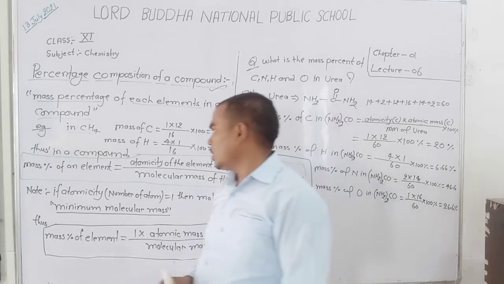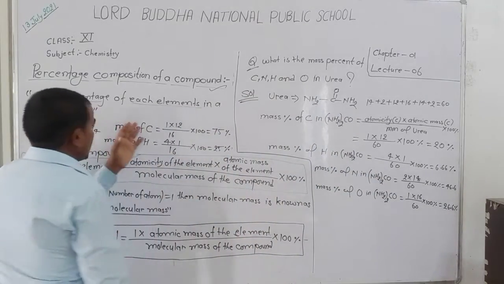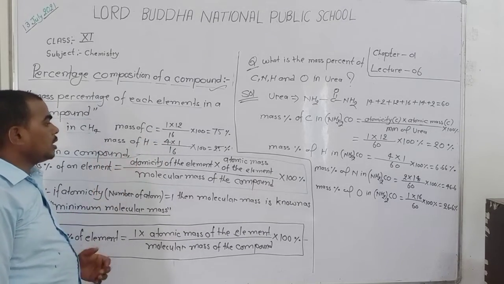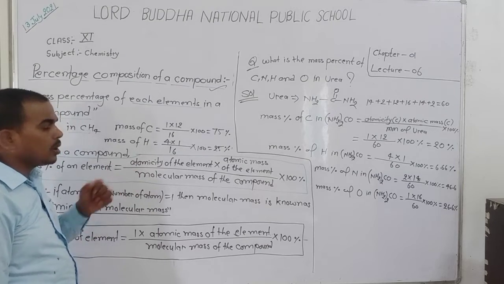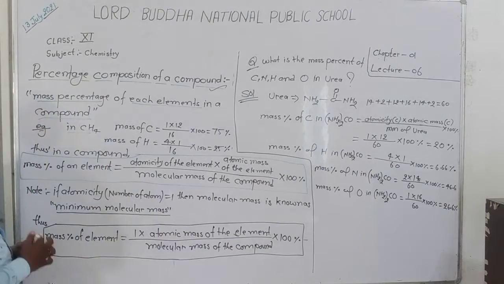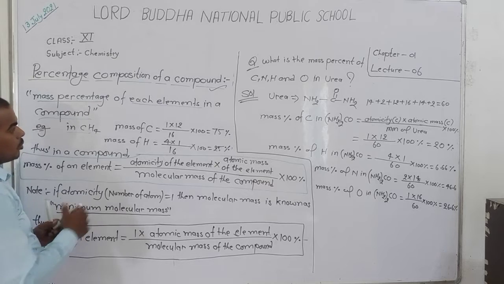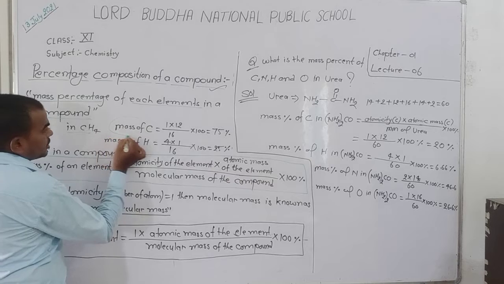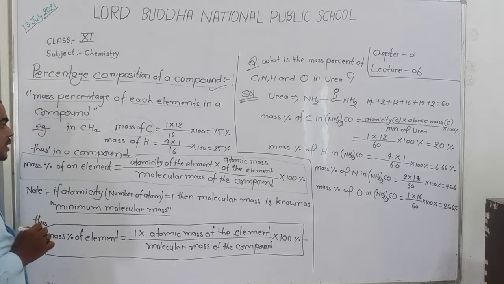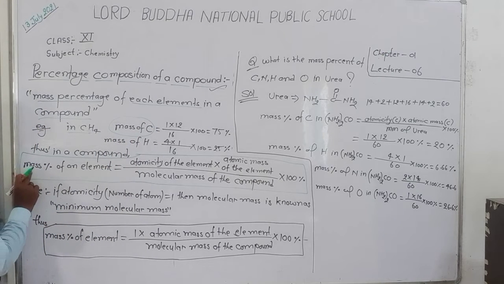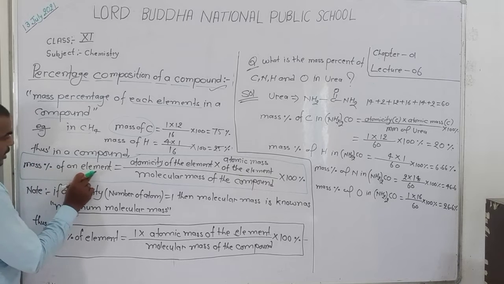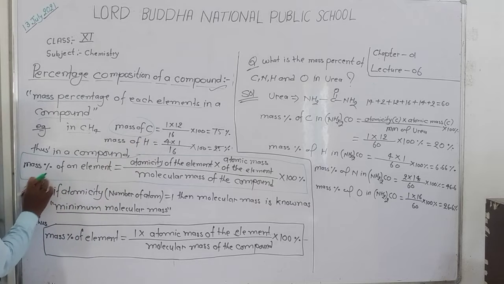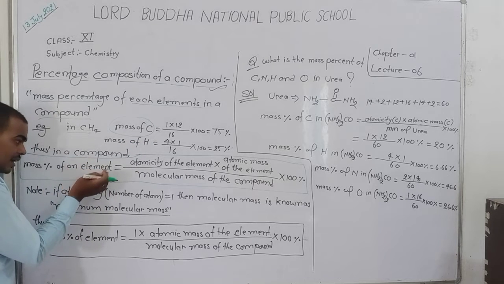Okay, student. From this example, we sort out a formula. The formula is created from the given example. Mass percentage. So we write the mass percent of an element. Here mass percent of carbon, mass percent of hydrogen, means mass percent of an element.